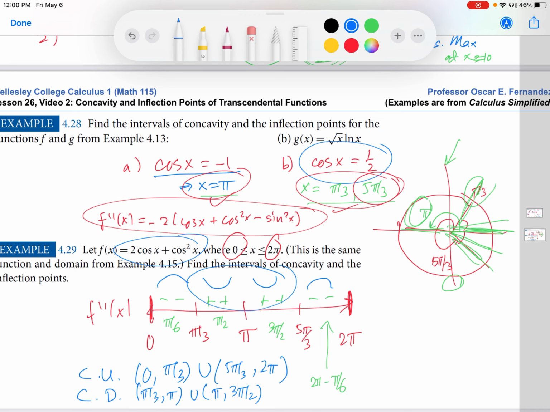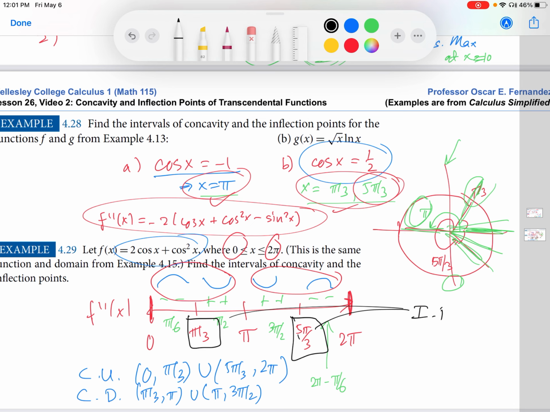Okay, great. So we've gotten our concavity information, and all that's left to do now is the information about the inflection points. So we're looking for where the graph of the function changes concavity. This is one of those places, goes from down to up, and this is another one of those places, up to down. So that tells us that this is an inflection point, as is this. So 2 inflection points over here, pi over 3 and 5 pi over 3.